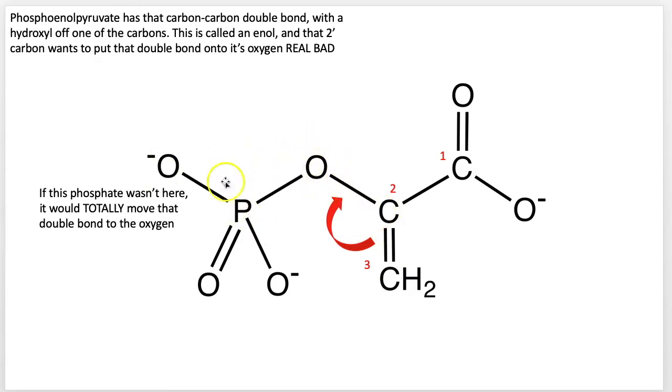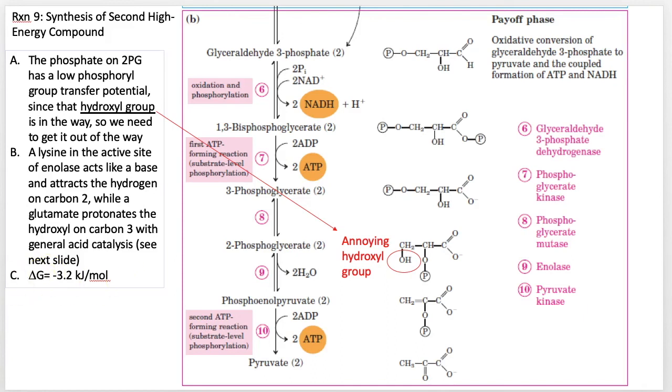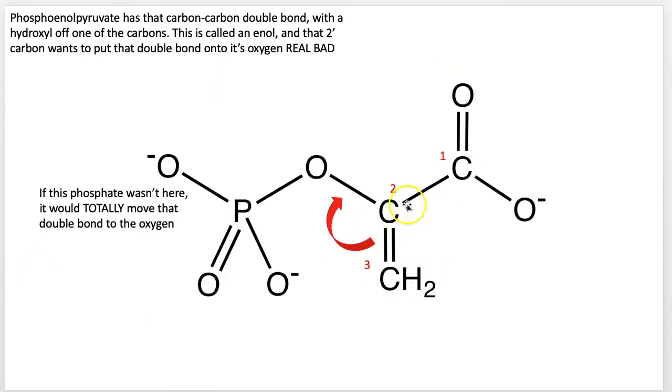And so it's much easier to have the phosphate fall off, left with this molecule, okay? And this is what we call an enol, and this double bond is highly unfavorable, okay? So that's why we're able to get a negative delta G from this whole process. So it does not like this at all.